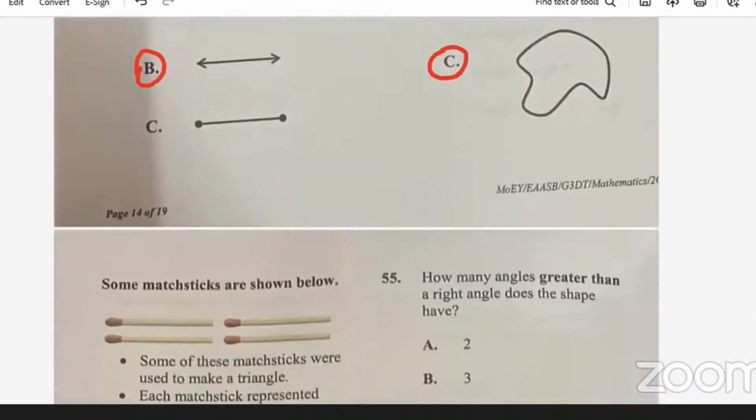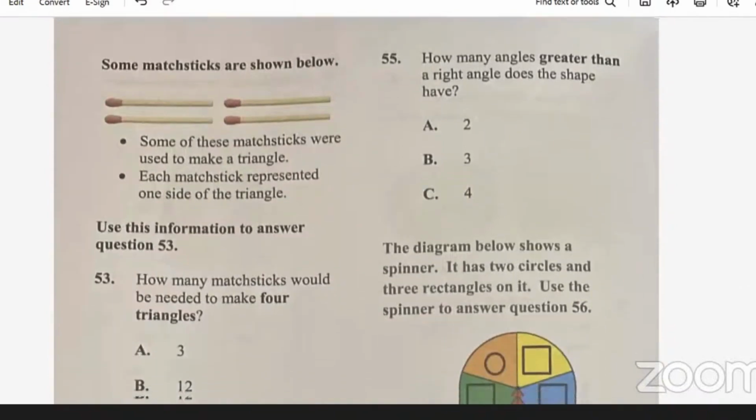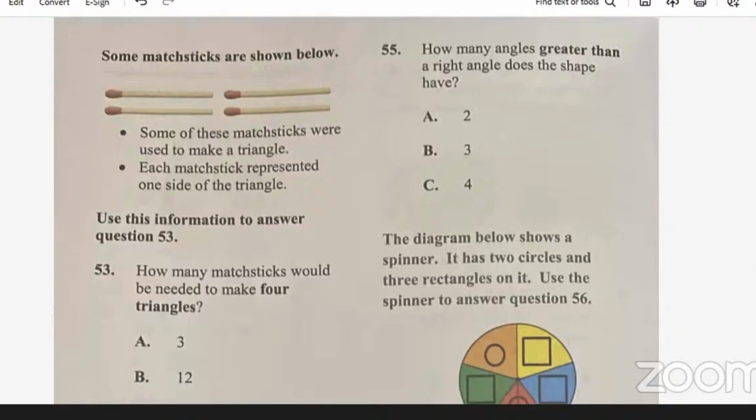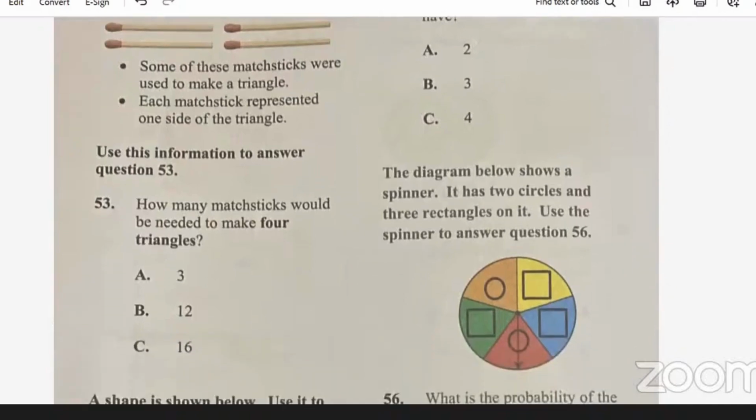All right, so let's look at question 53. Matchsticks are shown below. Some of these matchsticks were used to make a triangle. Each matchstick represented one side of the triangle. Use this information to answer question 53.